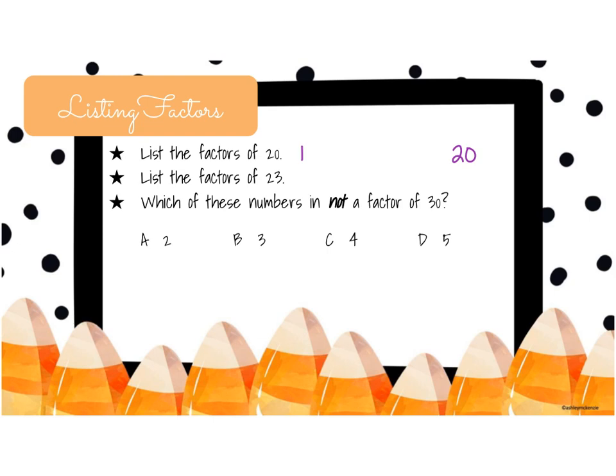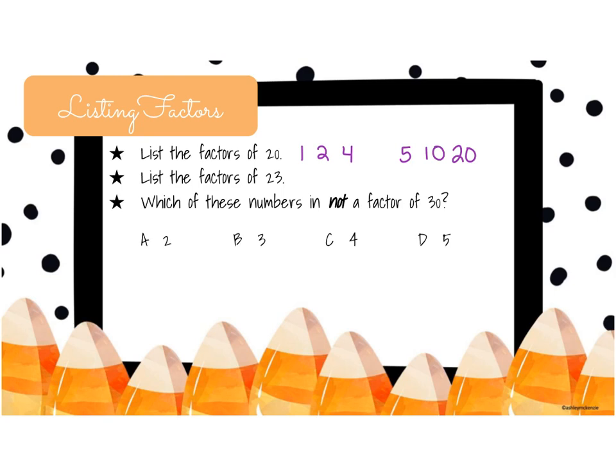If I do 2, can 2 go into 20? Okay, 2 times what? 10. Could 3 go into 20? No. Could 4 go into 20? Yes. 4 times what? 5. Okay, so I've got 5 there. Could 6? No. Could 7? No. 8? No. 9? No. And I already have 10.